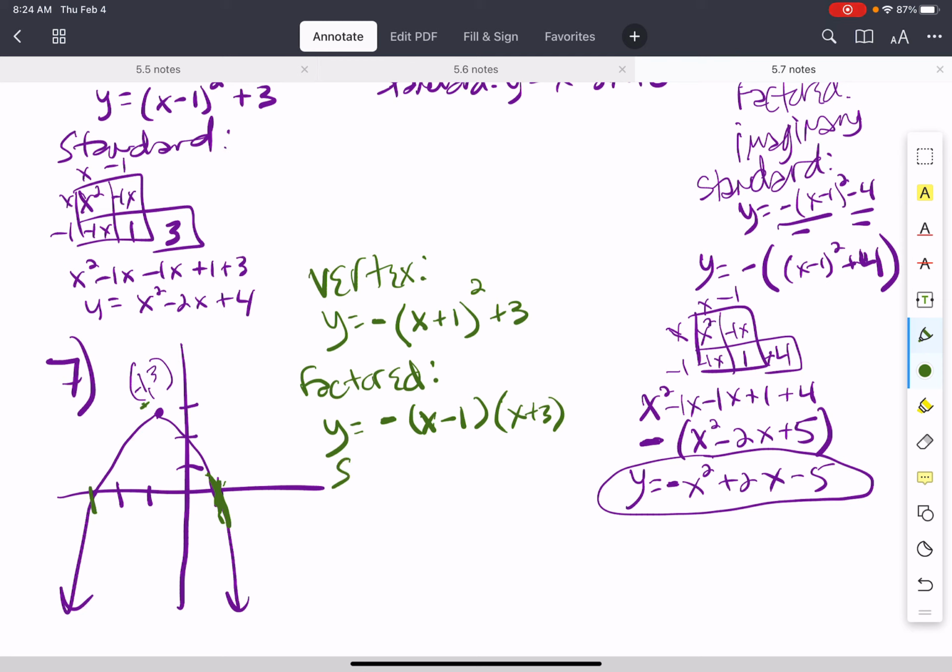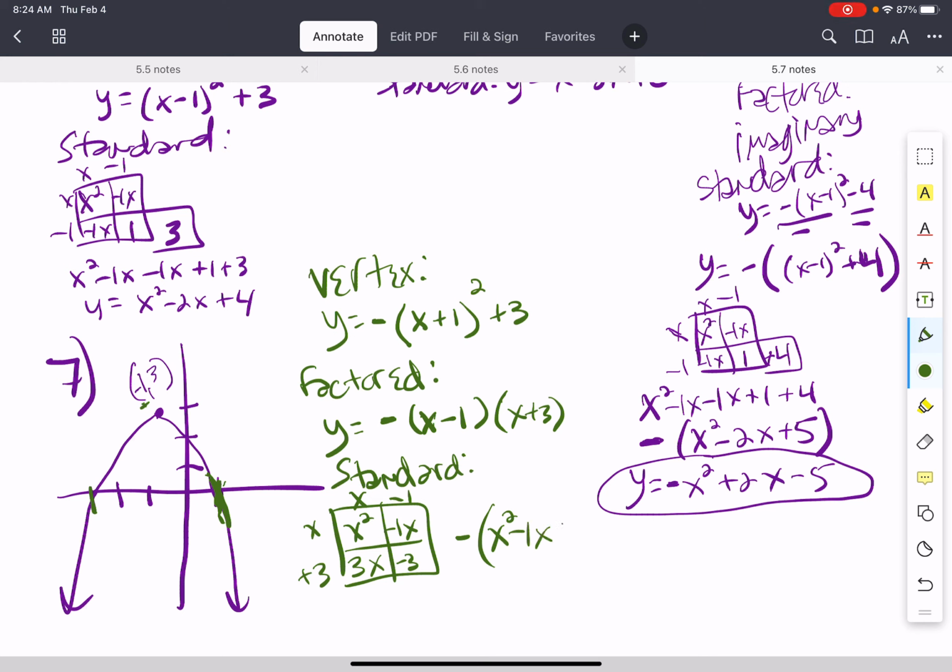Okay, now for standard form, now that we have the factored form, let's go from there because that's easier than the vertex one. What we're going to do is multiply out our factors either with arrows or the box. We're foiling it out. So x squared minus 1x, 3x minus 3. Then I add up all my pieces. And distribute my negative.